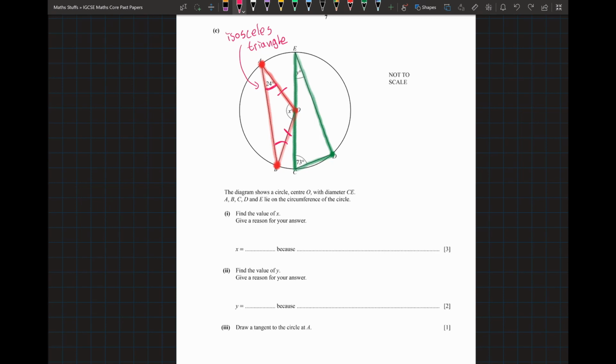So use this idea. You can fill out the triangle if you want. This is 24 degrees. So then to figure out what x is, x is going to be equal to 180 minus, and we've got two 24s, so I'm going to write it as minus 2 times 24.